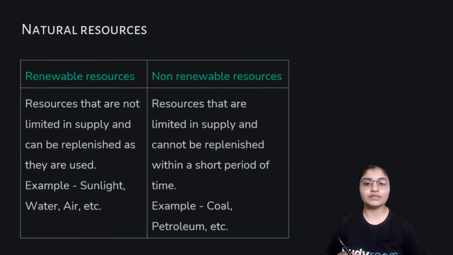Now, talking about natural resources, the resources that we get from nature are divided into two kinds, that is renewable and non-renewable resources. Renewable resources are the resources that are not limited in supply and can be replenished as they are used. For example, sunlight, water, air, etc. If you use them up, they can be replenished very easily. But there are certain kinds of resources known as non-renewable resources, and these resources are limited in supply and cannot be replenished within a short period of time. The examples of these resources are coal, petroleum, etc.